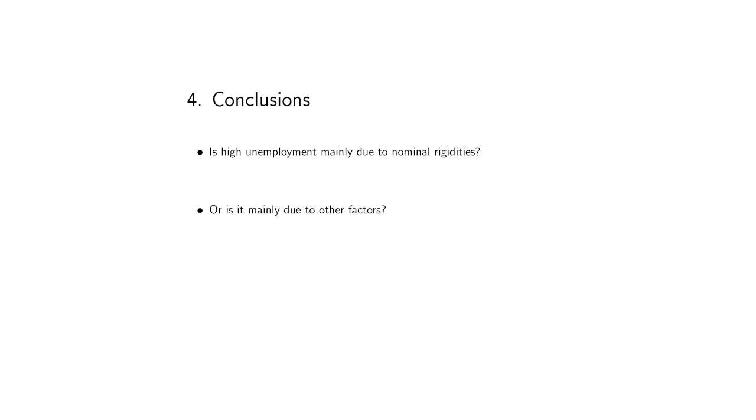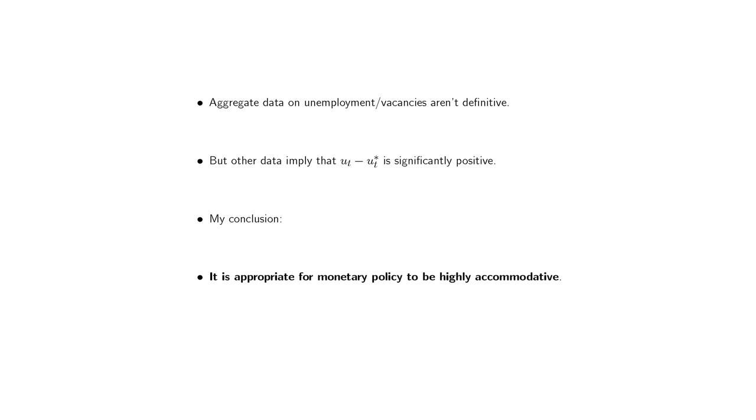So let me wrap up here. Is high unemployment mainly due to nominal rigidities, or is it mainly due to other factors? That's the question that confronts us as monetary policymakers. And the problem is the aggregate data on unemployment and vacancies just aren't definitive on this. You can't look at those data alone because you end up with a wide range of possible answers. If you look at other data, you look at survey data, you look at inflation data, those data imply that the gap between the observed unemployment rate and the natural rate of unemployment is, in fact, significantly positive.